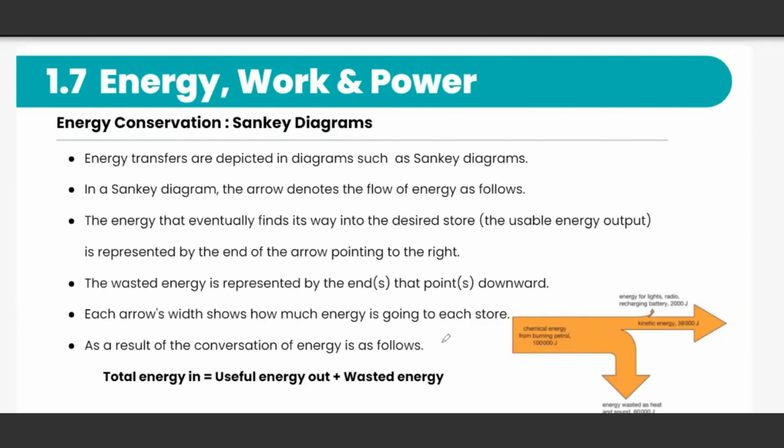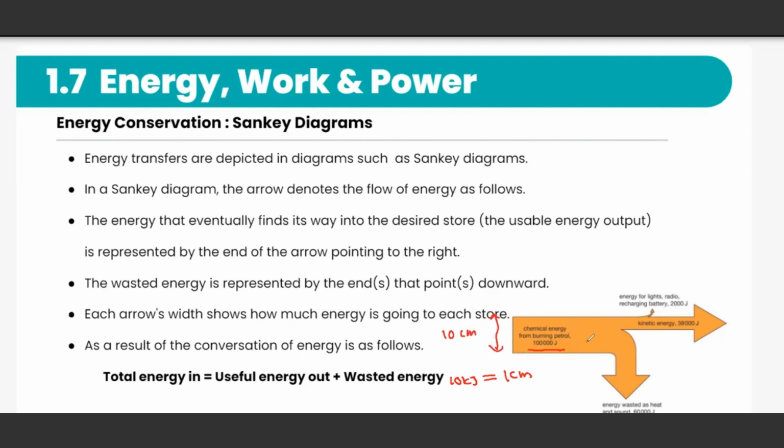The width of the arrows represents the amount of energy that is usable, wasted, or in this case, at the very beginning, the input energy. So in this example, we have the energy transfer of a vehicle. The input chemical energy is 100,000 joules. For example, if we use a scale of 10 kilojoules represented by 1 centimeter, we could draw this arrow with a width of 10 centimeters at the beginning.